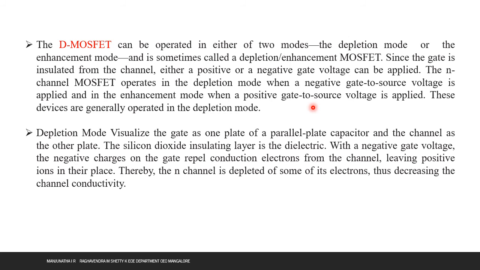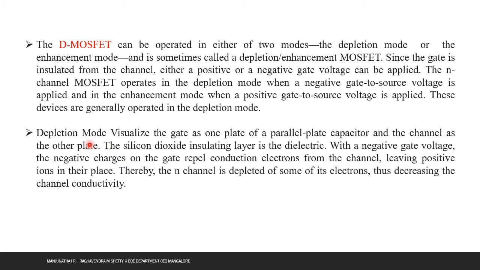So what we have to understand is that the DMOSFET can be operated in both ways, as an EMOSFET or a DMOSFET, enhancement MOSFET or depletion MOSFET. That is very important to understand here.